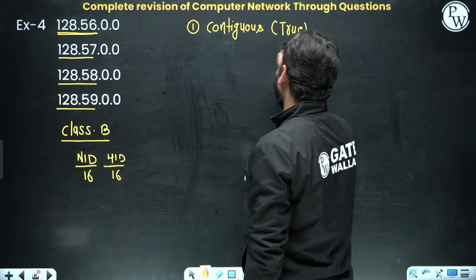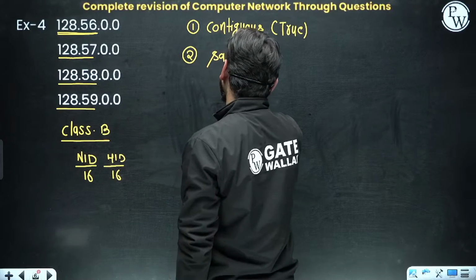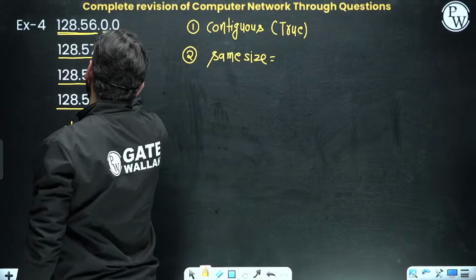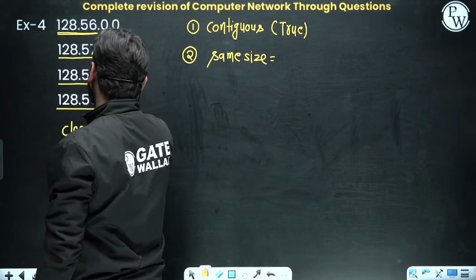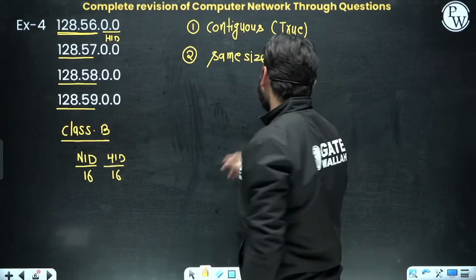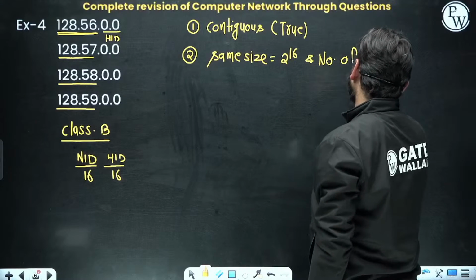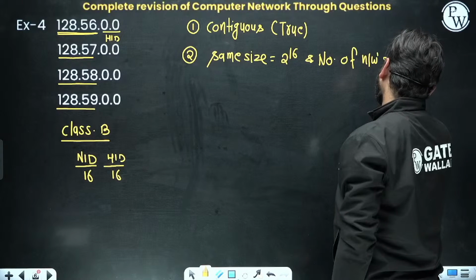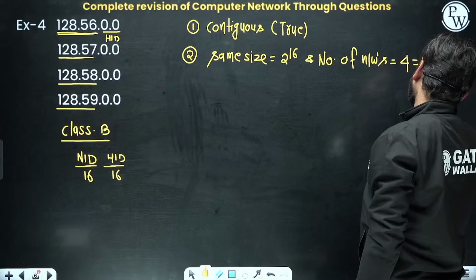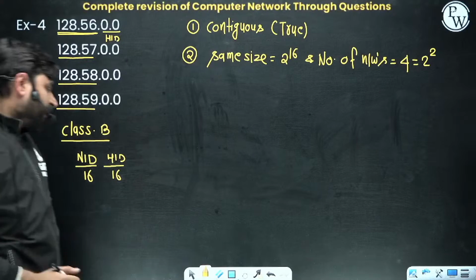If it is true, what is the second rule? Same size. Yes, same size. It is class B, so this host ID is 16-bit. How many IP addresses in this network? 2 power 16. In each network, 2 power 16. Same size, yes, true. And number of networks? 4, which is nothing but 2 power 2. Is it clear to everyone?